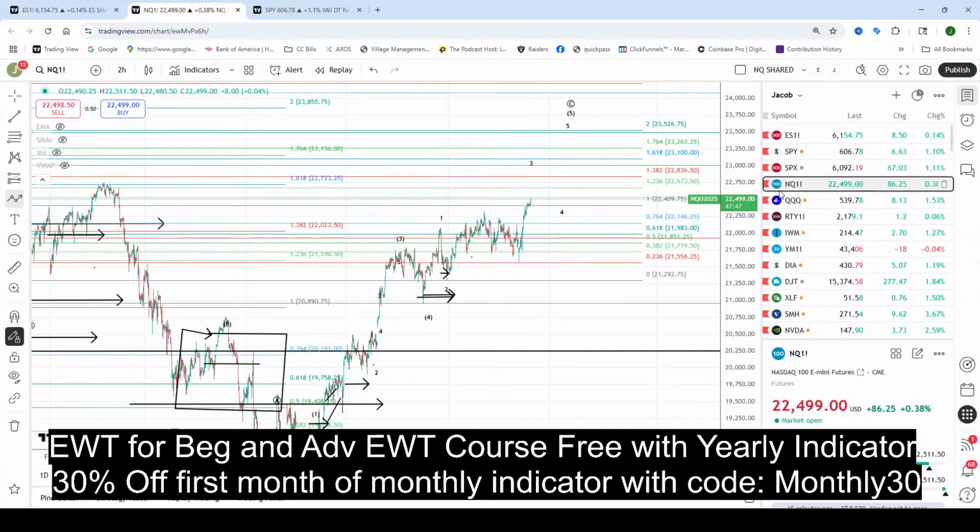On the NASDAQ, it's the same story. We have our 1-2 setup. We're looking for them to essentially hit this 22,670 area, pull back, and then launch into 23.1, and overall 23.5 would be our target on the NASDAQ.